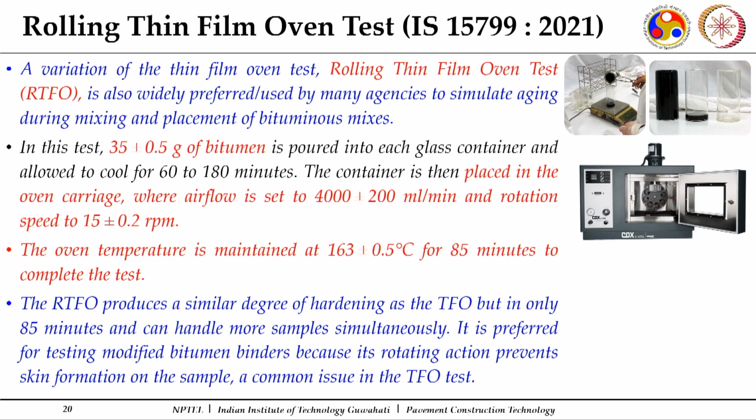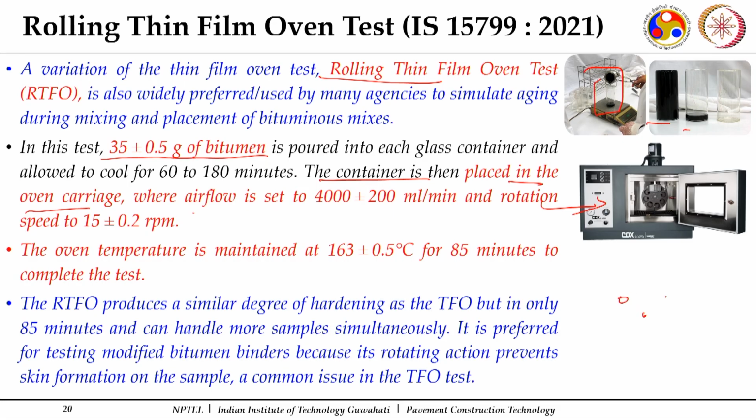There is another modification of this thin film oven test, the rolling thin film oven test. As the word itself says, it is rolling, and nowadays it is more preferred specifically. Again, here we take a standard weight of bitumen. These are the glass crucibles which are there. You can see they are pouring the binder into it, and once the binder is poured, this is rotated so as to have a good dispersion of the binder. Then it is moved to a shelf where these bottles are inserted. The container is then placed in the open oven carriage, and in this particular carriage these are going to rotate.